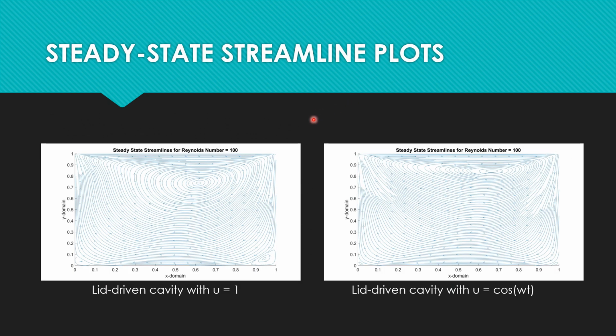Next, are the steady state streamline plots. This plot is for the lid-driven cavity with the top lid moving in the horizontal direction at a constant velocity, and this plot is for the current lid-driven cavity problem. It can be seen that the primary vortex has shifted a little towards the top, and the secondary and tertiary vortices have become very, very small.